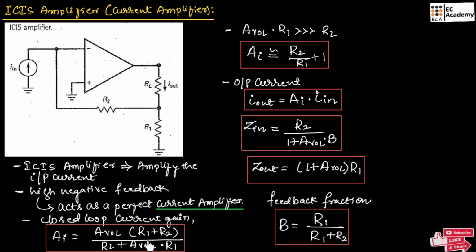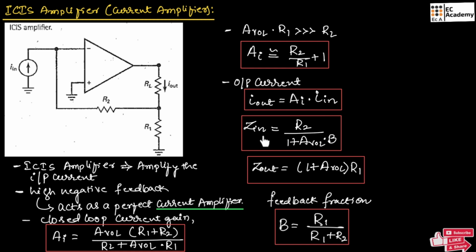Here the term AVOL into R1 will be very much greater than RL. That's why we can simplify this expression and we can write AI will be approximately equal to R2 divided by R1 plus 1. So here output current can be given as I out is equal to AI into input current.